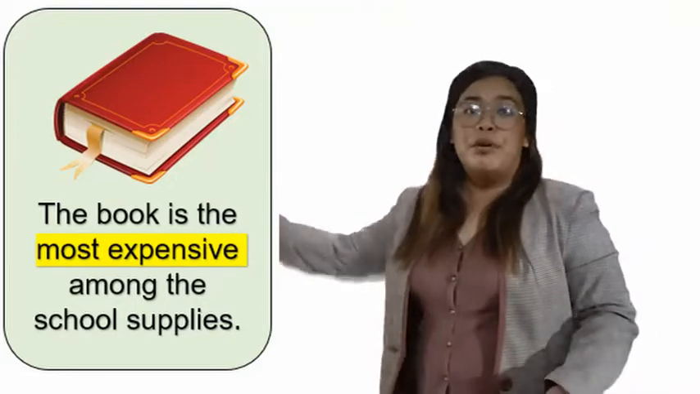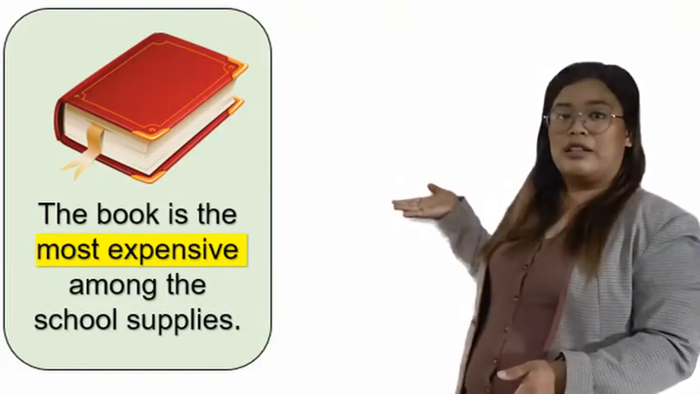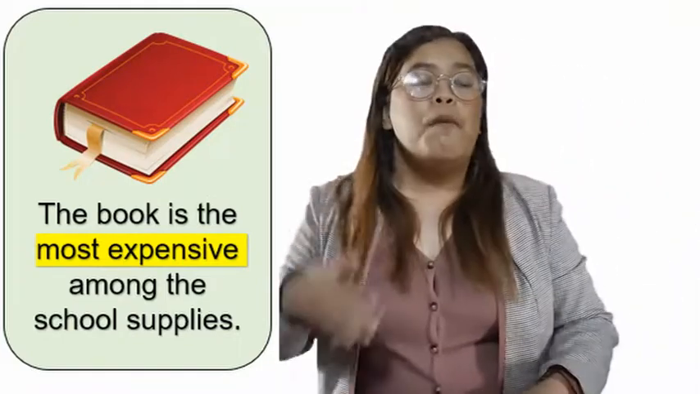Right. So again, if the adjective has three or more syllables, we need to add most before the adjective. So for example, the book is the most expensive of them all. Okay, so most expensive is the adjective. Alright, so we compare the book to the other school supplies in that store. Did you get it? Yes!